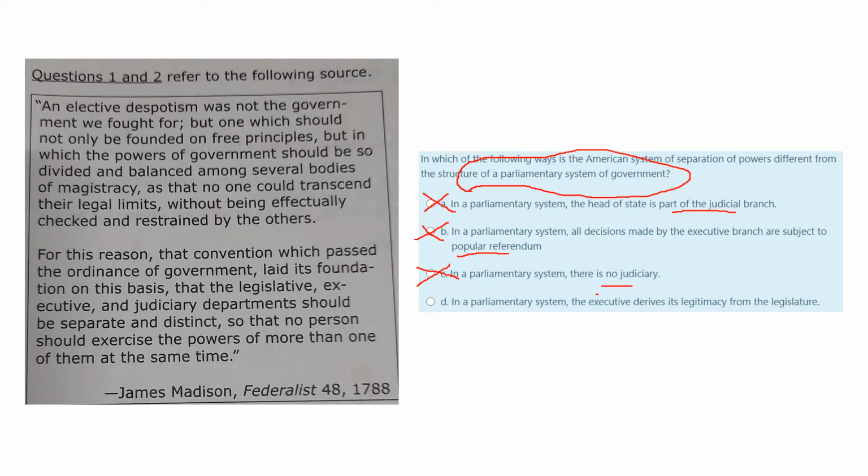But in a parliamentary system, the executive gets its legitimacy from the legislature. This means that the executive is in power because they control the legislature. So the largest party in the legislature forms the executive, and the leader of the largest party becomes the Prime Minister, the head of state. And so this is the correct answer.